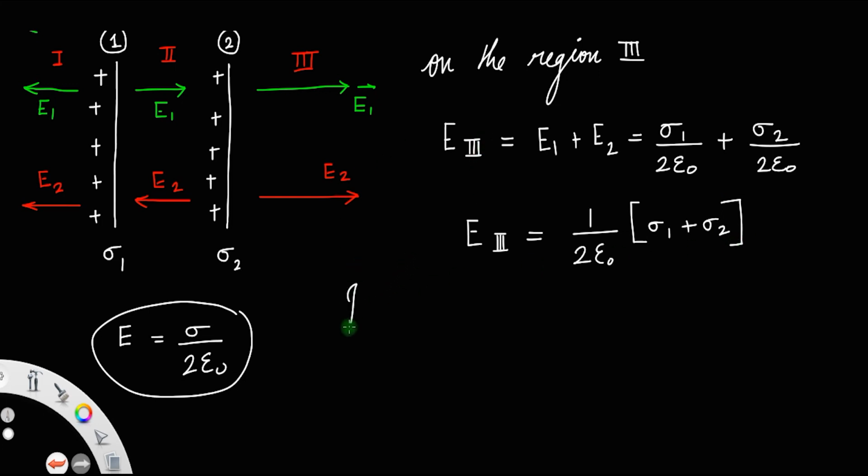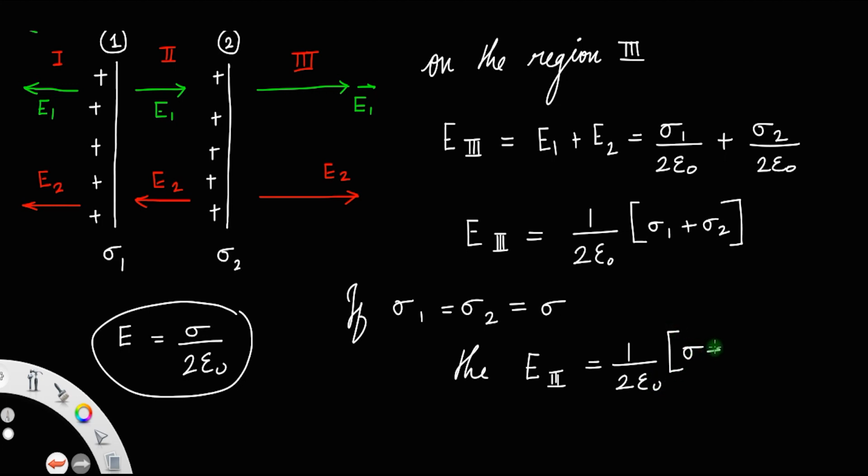Clear? If sigma 1 equals sigma 2 equals sigma, then E3 will be 1 by 2 epsilon 0 times (sigma plus sigma), which is equal to sigma divided by epsilon 0. Clear? So this is the electric field produced in the different regions by plane sheets of the same charge. Now what will happen if one is positive and the other is negative? Let's discuss that also.